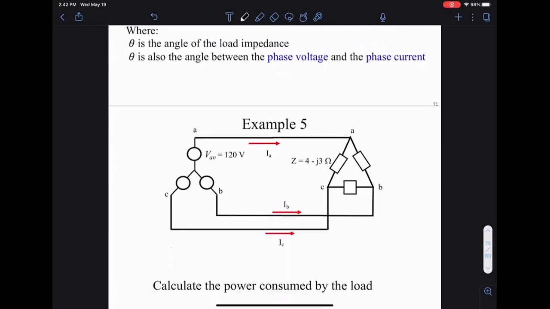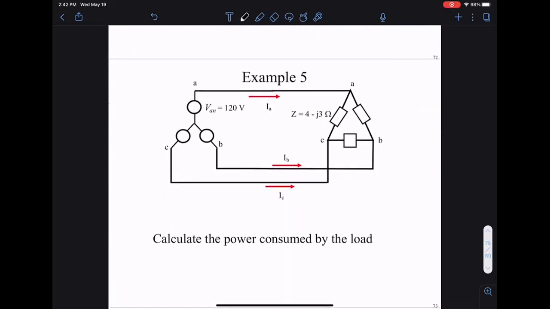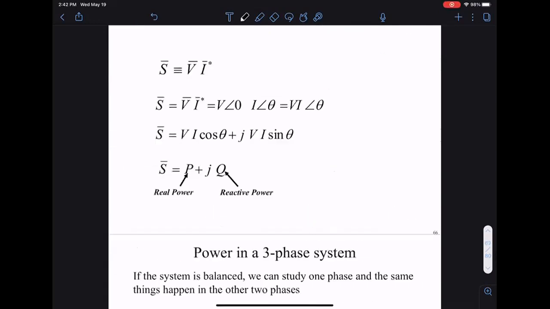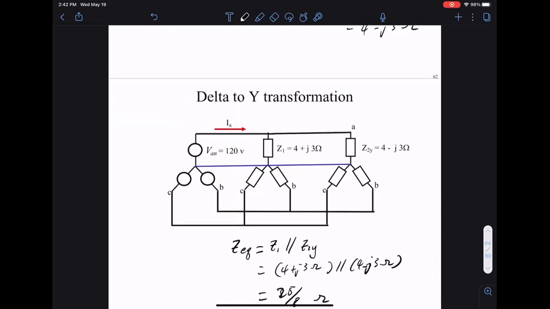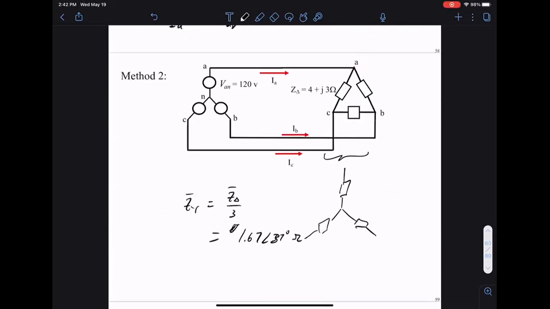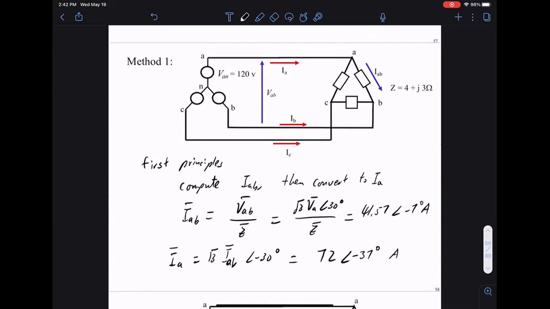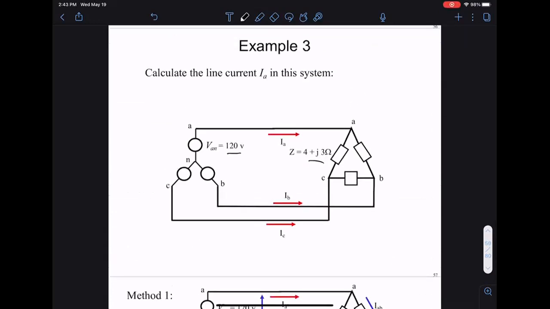So let's do an example. This is an example where the load is a delta connected load, and the generator is a Y connected generator. We want to figure out the power consumption of this. This is similar to an example we did before. We're going to write down some numbers. If you're confused where the numbers come from, they come from the third example we did in this lecture.